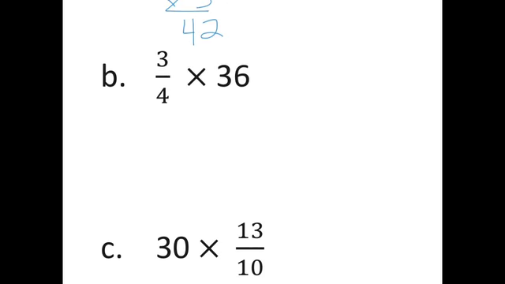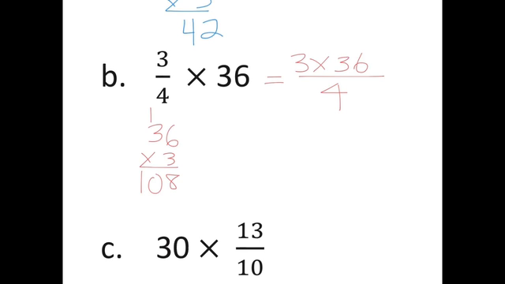All right, let's go ahead and do some more practice. Now we're going to take 3/4 times 36. That's the same thing as saying 3 times 36 over 4. And now we have to do a little bit of multiplication. We've got 36 times 3 off to the side. Well, 3 times 6 is 18. 3 times 3 is 9, plus 1 more would give you 10.